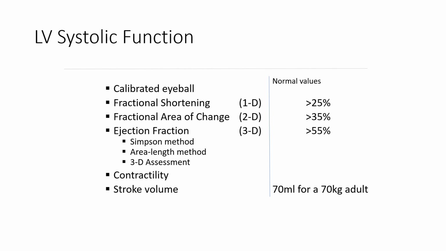And this page here summarizes the ways that you can obtain a quantitative estimate of LV systolic function. You see of note here that as the number of dimensions you're using for information goes up, the normal values also go up. So a normal EF is one that is greater than 55%.